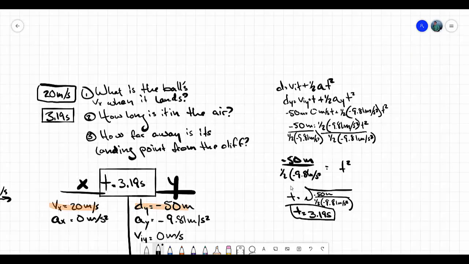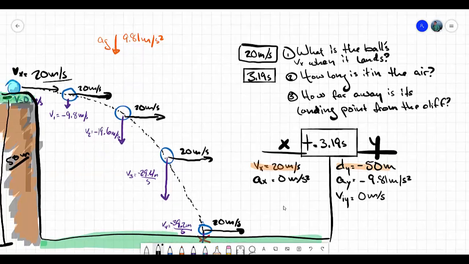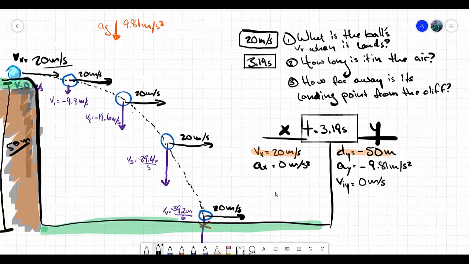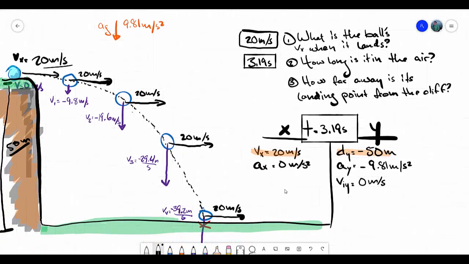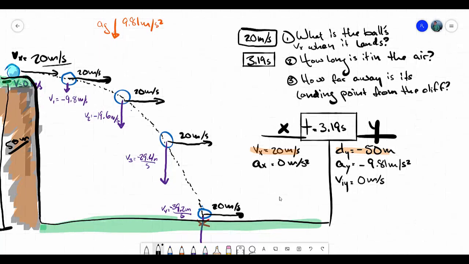Okay. So far, so good. One more to go. How far away is its landing point from the cliff? Oh, and also just to clarify here, there is no 4 seconds, right? I was estimating all these purple values along the y-axis, so technically this region never hits velocity at 4 seconds, and that's okay. So let's find out how far away it is from the cliff.